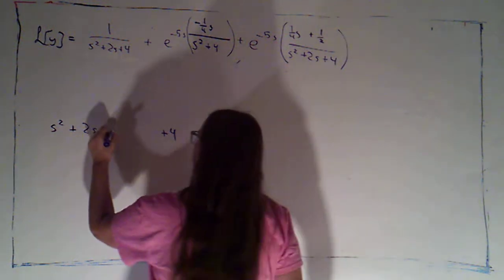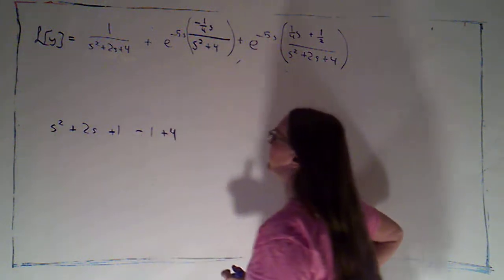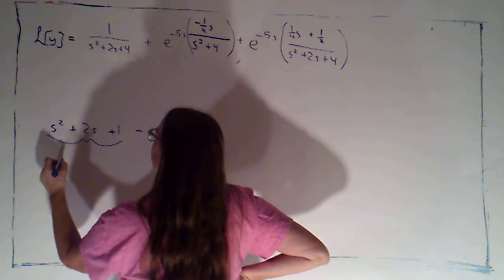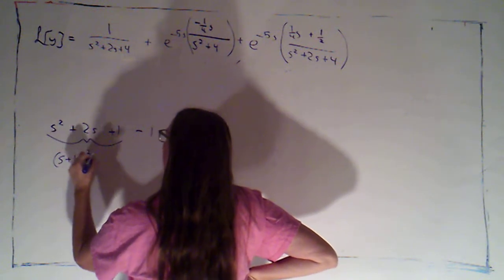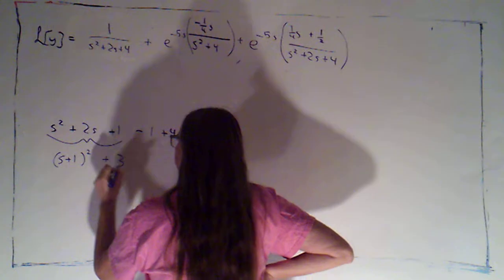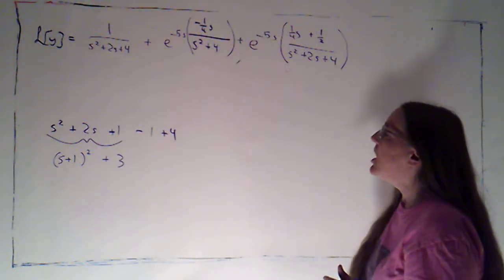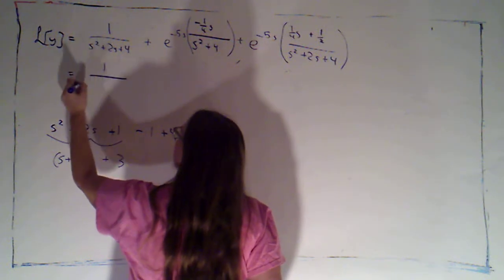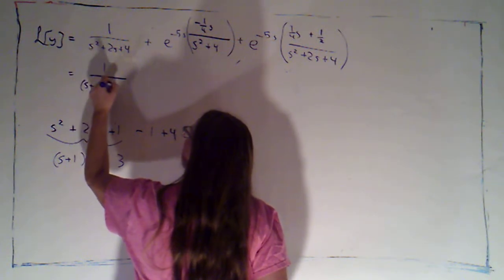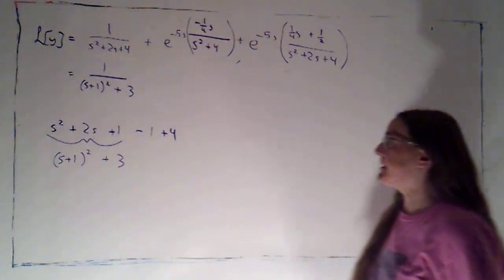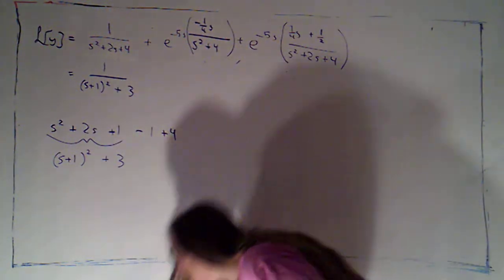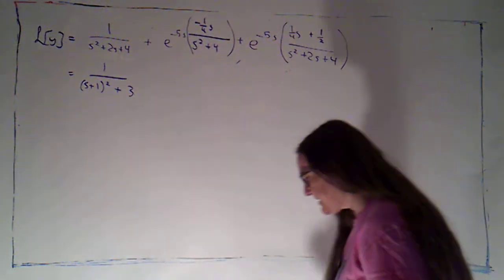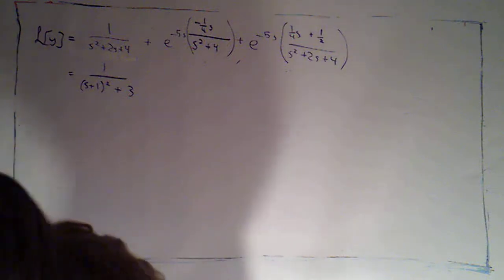1 squared is 1. So I'm going to add 1 and subtract 1. And so that's going to give me s plus 1 squared plus 3. So this piece becomes 1 over s plus 1 squared plus 3. Okay, let's see how that's going to help me out in trying to make it match one of my Laplace transforms.